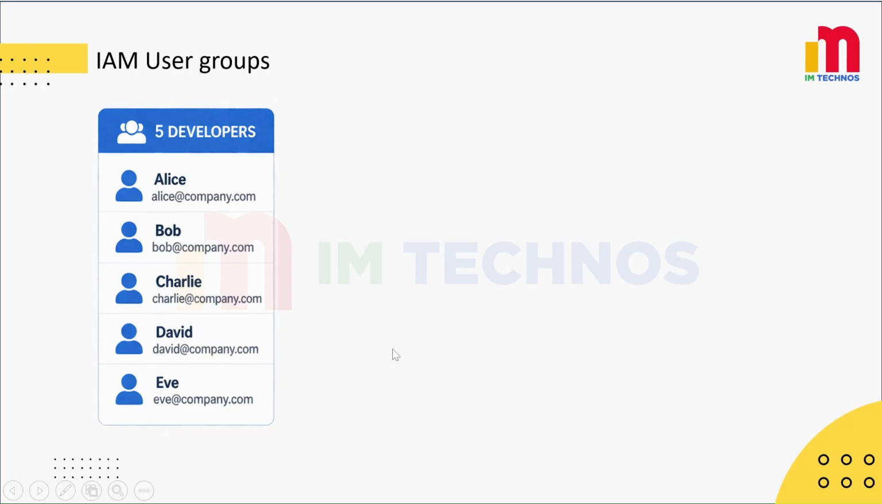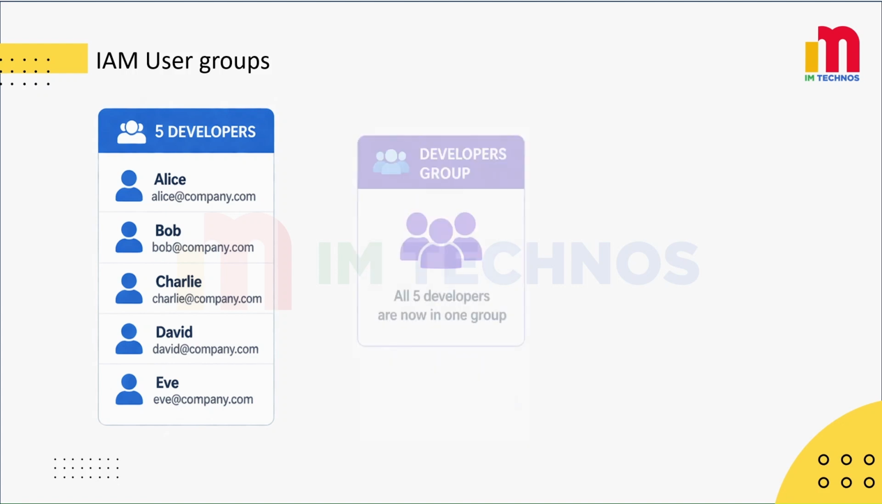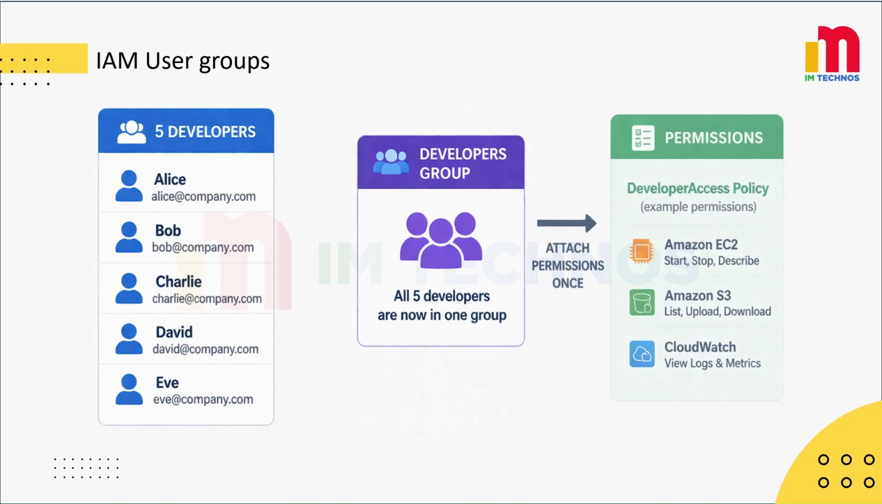Let's say you have a team of 5 developers. Instead of giving permissions to each person one by one, you can create a developers group, attach the required permissions and add all users to that group so that all the 5 developers are granted the correct access automatically and consistently. This enables us to manage permissions for the entire team by updating a single group.